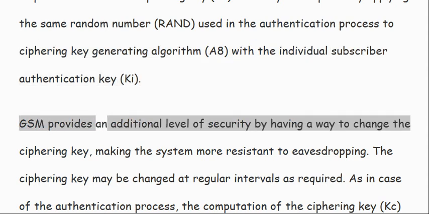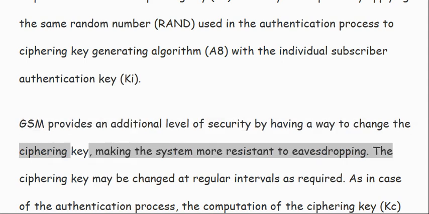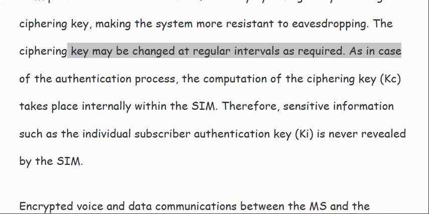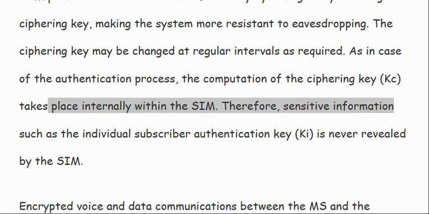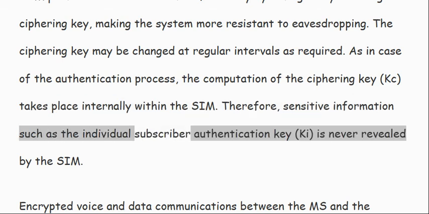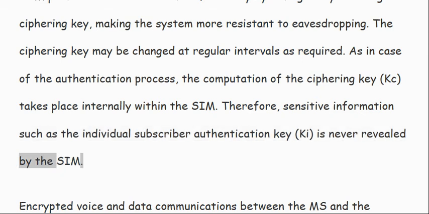GSM provides an additional level of security by having a way to change the ciphering key, making the system more resistant to eavesdropping. The ciphering key may be changed at regular intervals as required. As in case of the authentication process, the computation of the ciphering key, KC, takes place internally within the SIM. Therefore, sensitive information such as the individual subscriber authentication key is never revealed by the SIM.